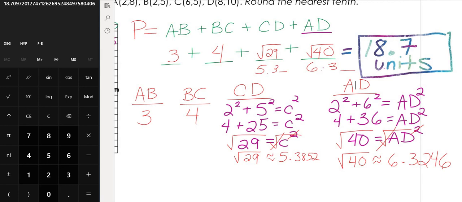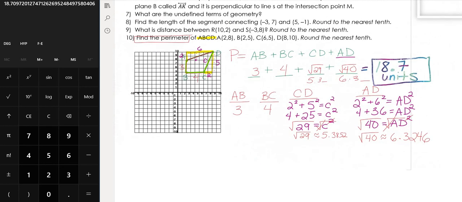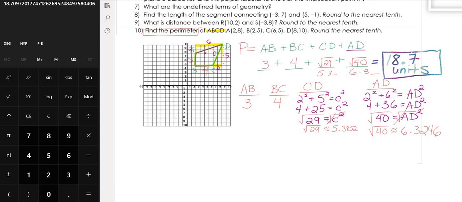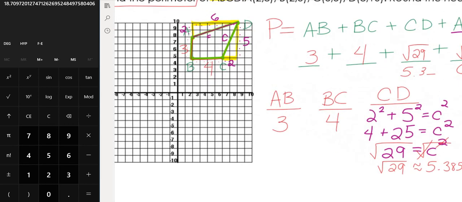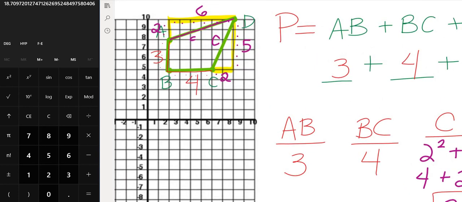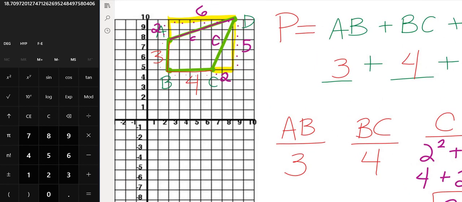So as a recap, when they ask you for perimeter, all that means is you're finding the length of all the sides of your shape and adding them together. And you could still use the Pythagorean theorem to find the length of any of the sides that are slanted. If they're not slanted, you don't have to do the Pythagorean theorem. You can just count the boxes.